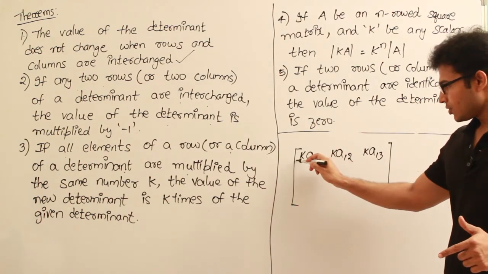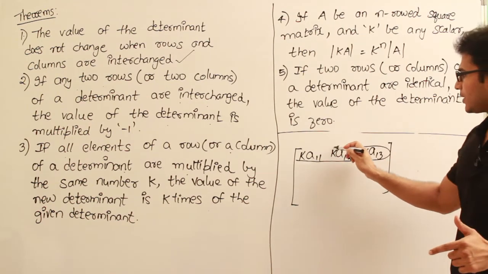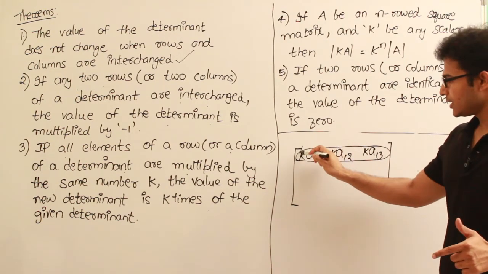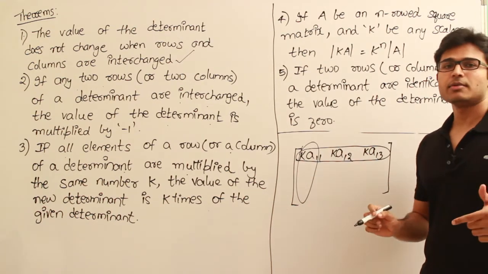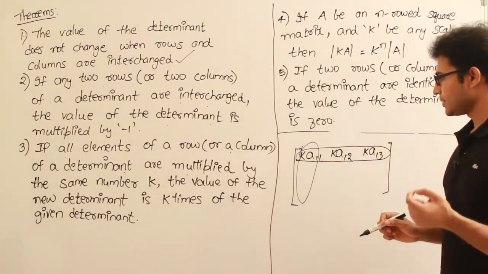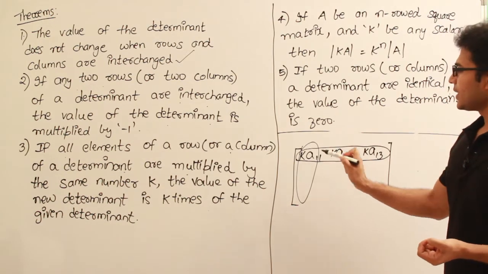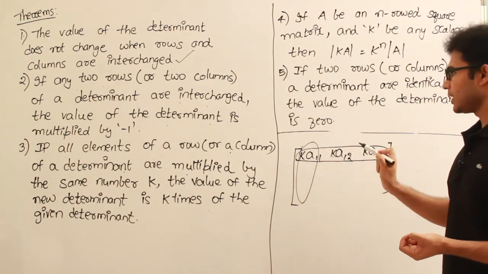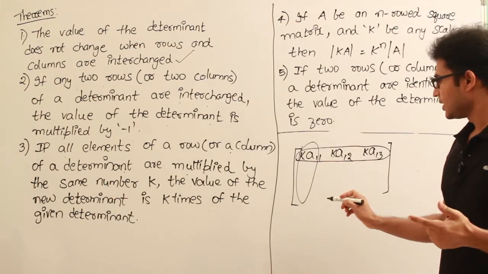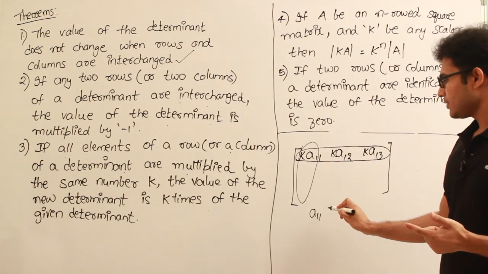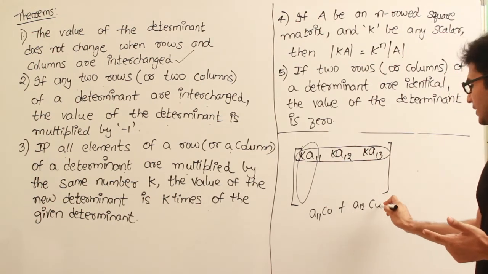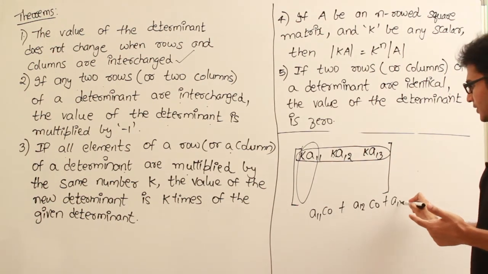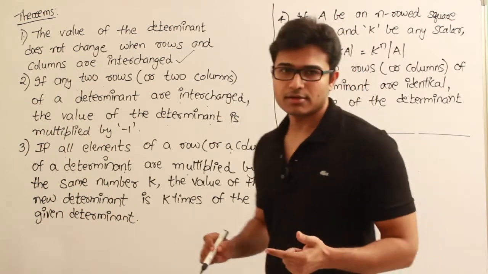So they are talking about only one row or one column. If you multiply all the elements of one row or all the elements of one column with a constant k, then the determinant is going to be multiplied by k. How is it possible? I am just giving you some proof. Earlier, without this multiplication with k, the determinant used to be a11 multiplied with its corresponding cofactor plus a12 multiplied with its corresponding cofactor plus a13 multiplied with its corresponding cofactor, right?